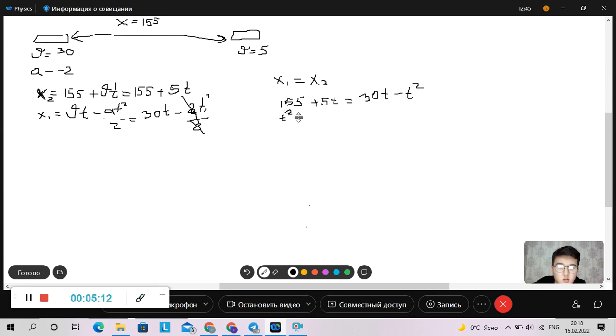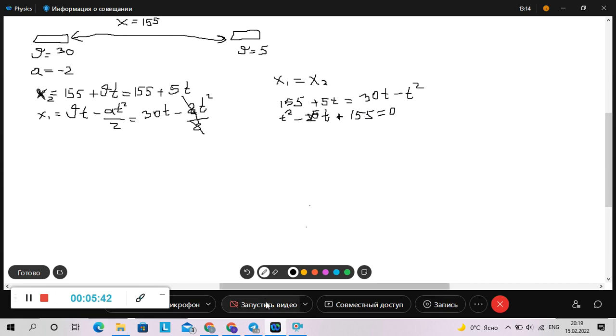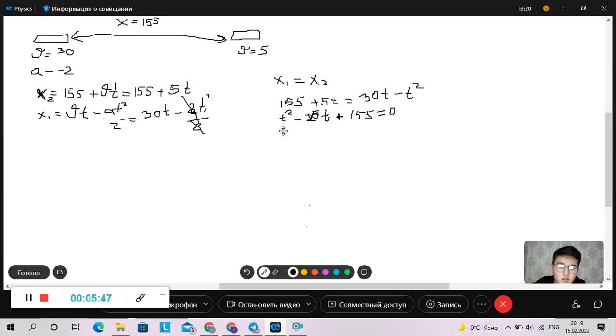Then we continue. t squared minus 30t, plus, no, not 30t, 25t, plus 155 is equal to 0. And we need to find t.